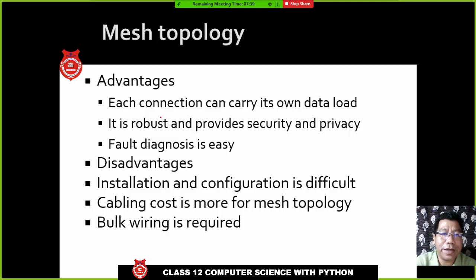All right, the advantages and disadvantages. Its connections carry their own data loads, and it is robust and provides security and privacy. Fault diagnosis is easy. And the disadvantages are that configuration and installation is difficult. They need to spend a lot of money for cable, and wiring required is also very large. But this type of network is very reliable. We can say that it is fault tolerant.